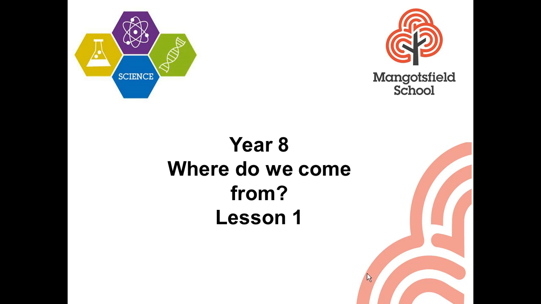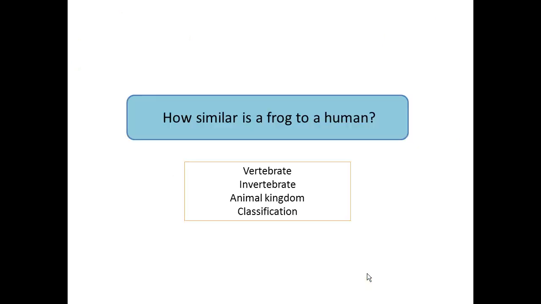So let's start with the drawing question for today: how similar is a frog to a human? These are the four keywords that we are going to be more familiar with by the end of this lesson. The keywords are vertebrates and invertebrates, and we are going to learn the difference between these two, and then animal kingdom and classification. So let's start with the word classification.